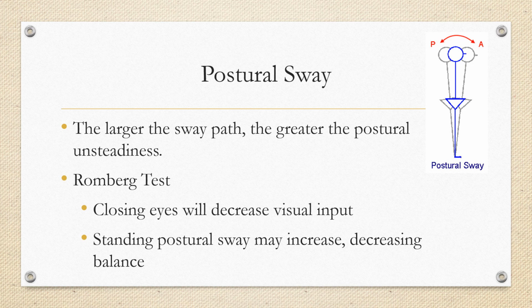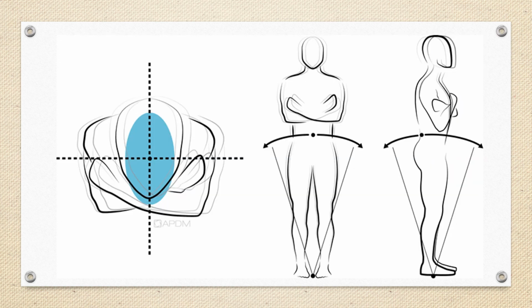And I'm sure you all are very familiar with the Romberg test. But closing the eyes will decrease that visual input that somebody would have. And then we can start to see if there are other changes associated with that due to the visual changes. And this graphic just depicts the forward, back, and side-to-side movement when it comes to that postural sway.